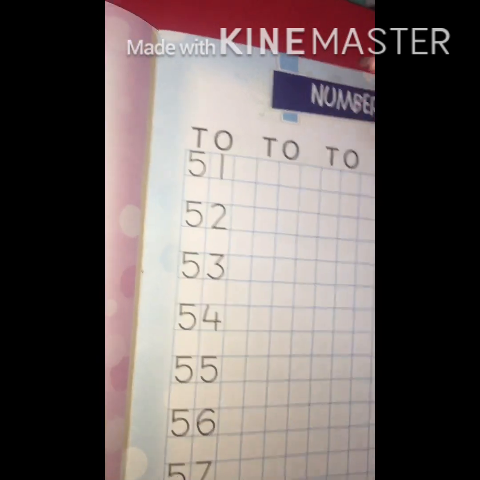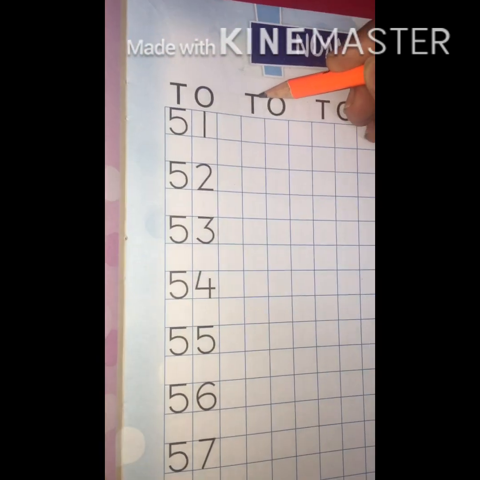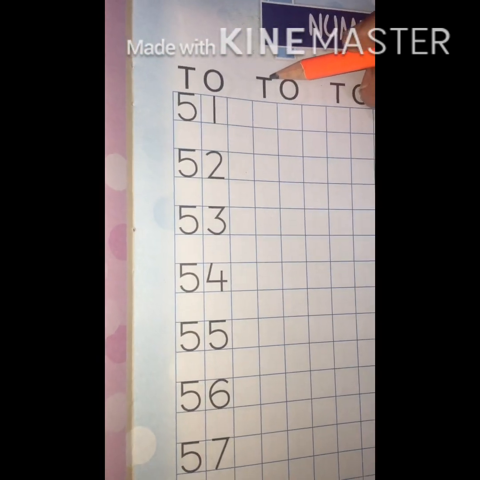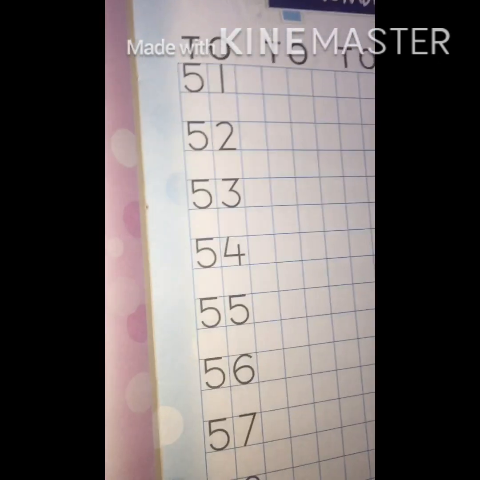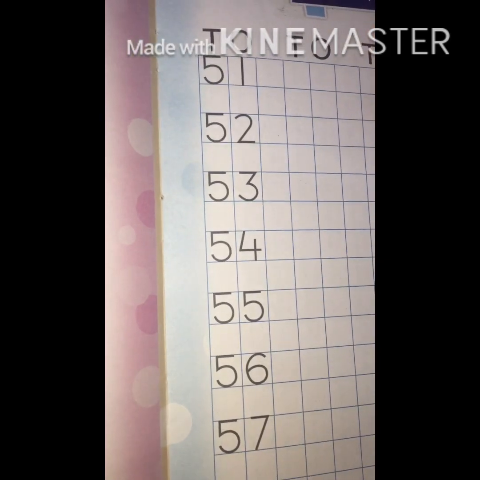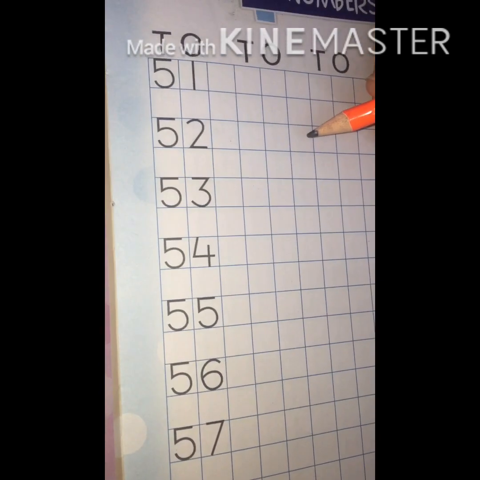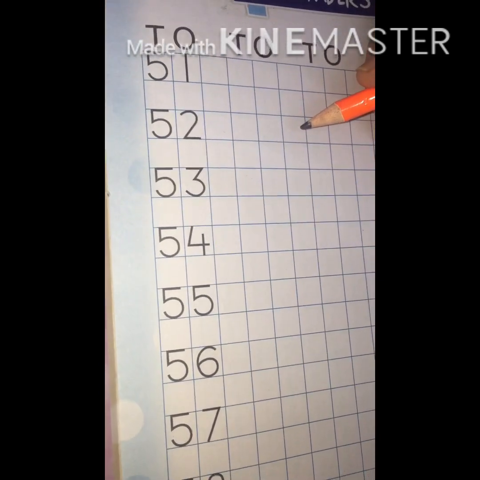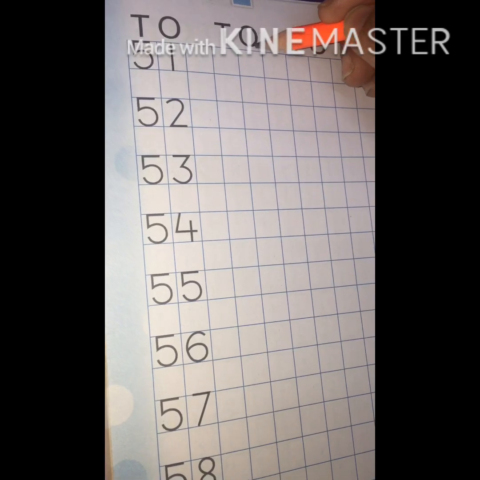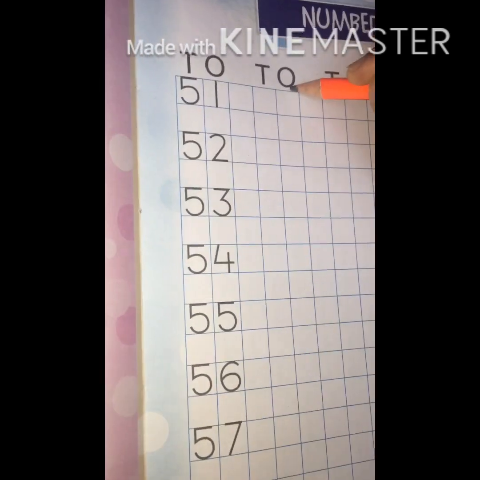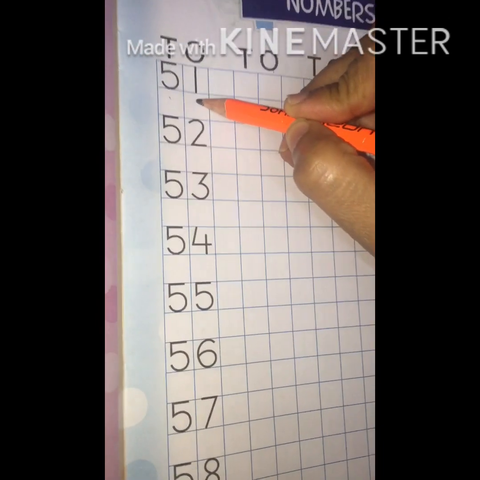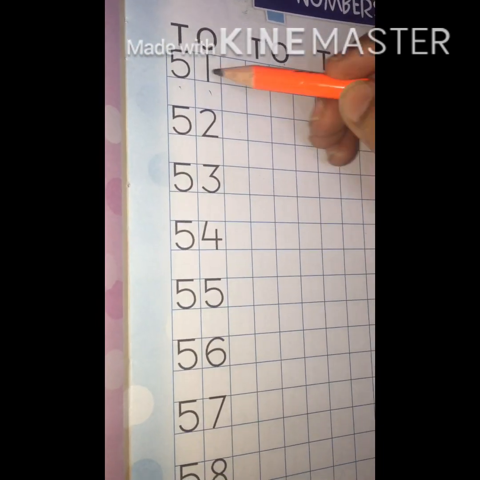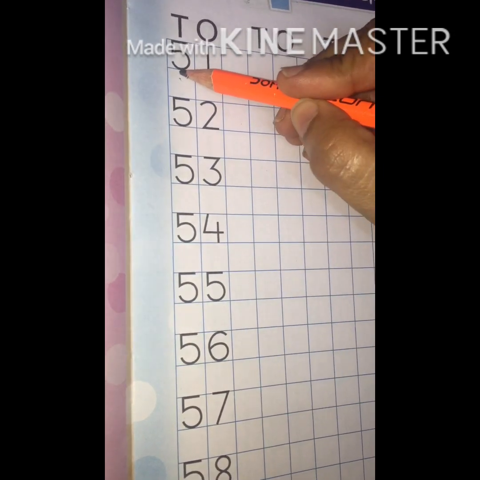So let's start. As I have told you earlier, T stands for tens position and O stands for ones position. The number which we speak first will come under tens position, and the number which we speak at the end will come under O. So we are going to write down counting from 51 to 60. So let's start from 51.